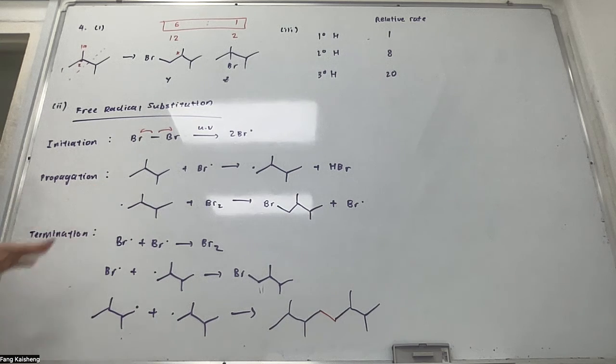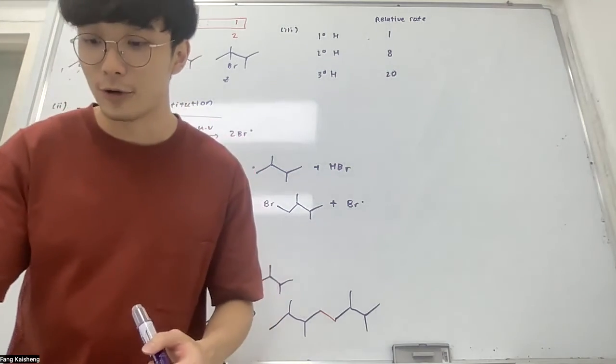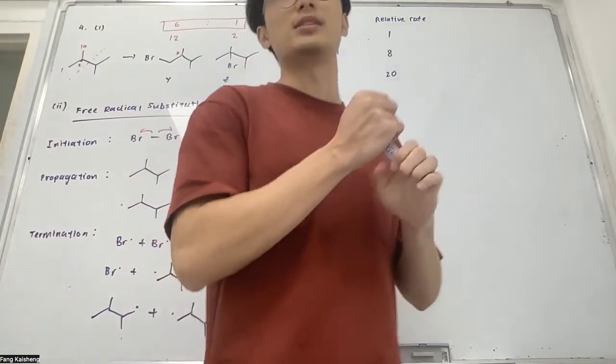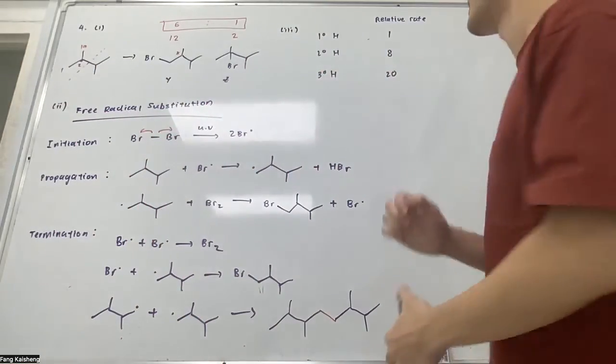Okay, any issues with the free radical stuff? Okay, we will go through our part 3, part 4 together. Then we can end off for today already. So they asked us to explain the difference in the relative rates. This is the one part that we went through last lesson as well.